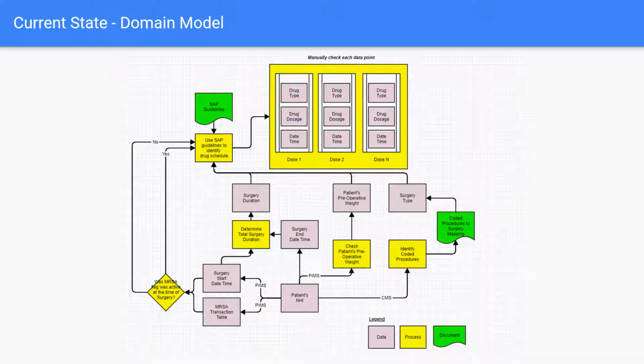What we show here is the domain model. All the yellow boxes are processes, all the pink boxes are data points. As you can see, we've illustrated how a patient's NHI would be used to connect to different systems and collect data, determine something, and feed this into other processes to determine other pieces of data. The key thing here is how the different variables are discovered.